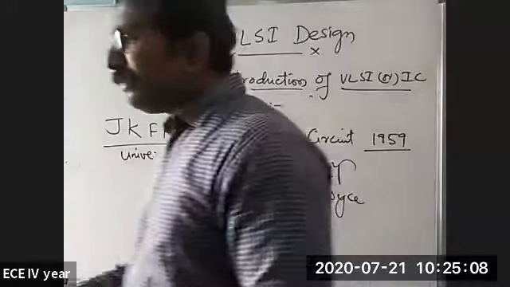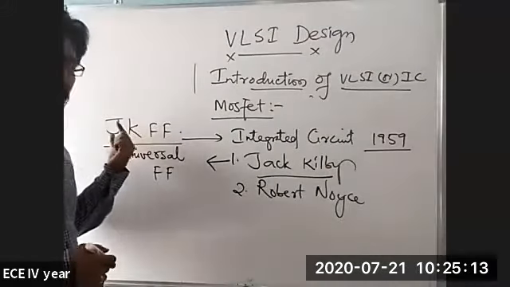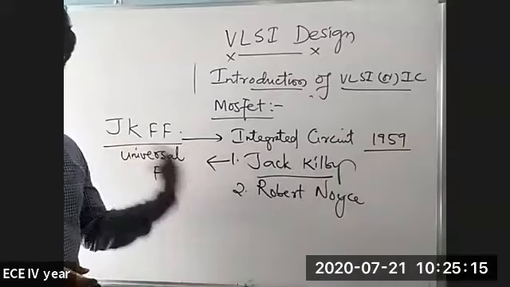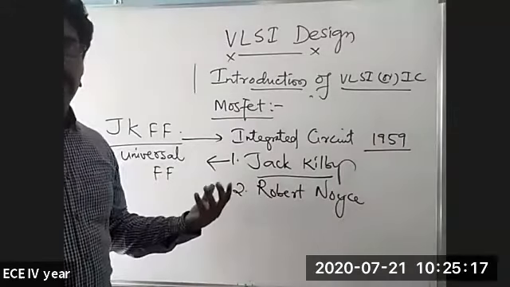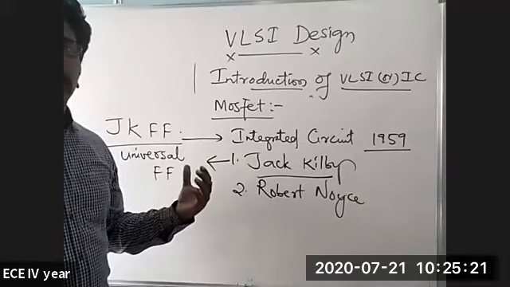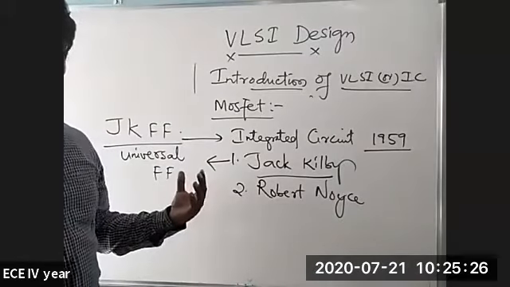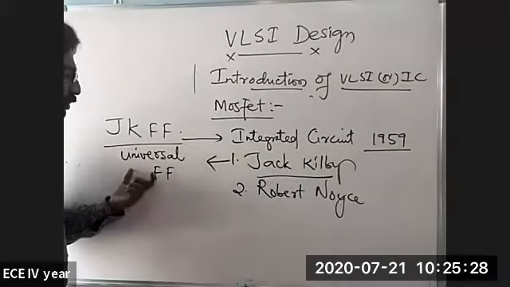The main reason why the JK flip-flop is known as a universal flip-flop is that by using the inputs J and K, we can design any kind of flip-flop. Take a T flip-flop, RS flip-flop, D flip-flop, or whatever other kind of flip-flop, we can design the other flip-flops. So that's why it is known as a universal flip-flop.